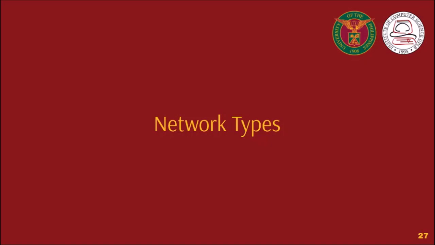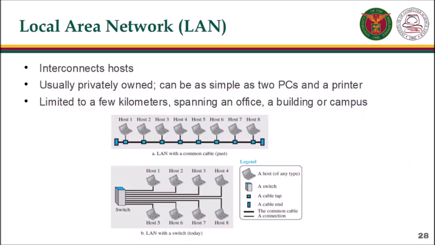Next are the network types. First is the local area network or LAN. LAN interconnects hosts. It is usually privately owned and can be as simple as two PCs and a printer. It is limited to a few kilometers, spanning an office, a building, or campus.